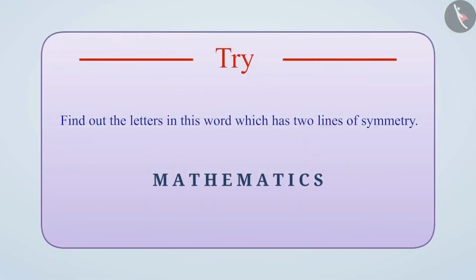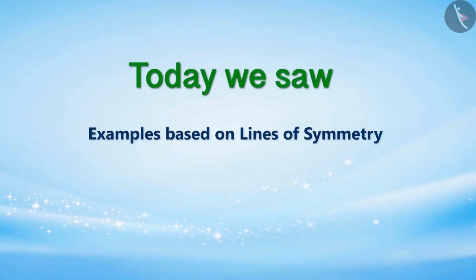Now solve this interesting question by yourself. Mathematics. Find out the letters of this word which has two lines of symmetry. Today we looked at some examples based on lines of symmetry, and in the next video we will look at some misconceptions and commonly made mistakes.